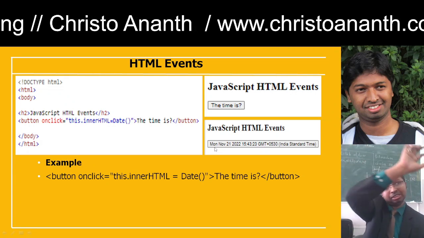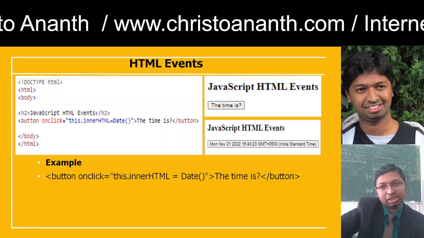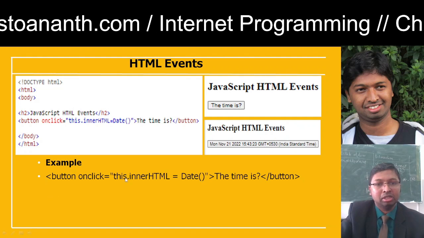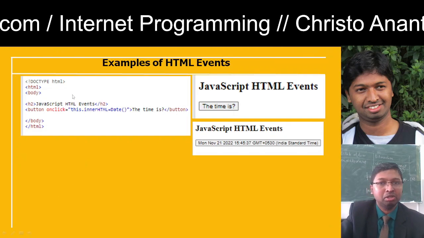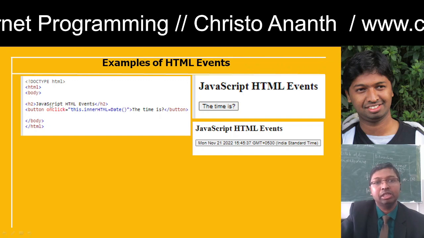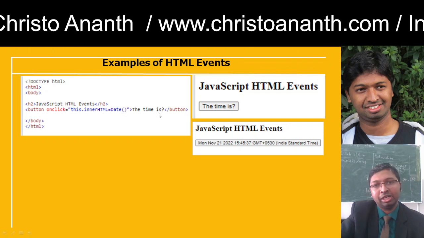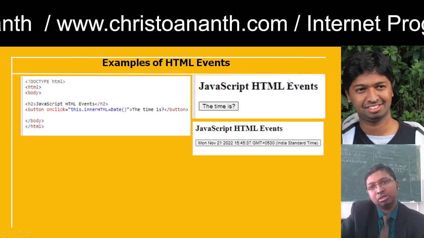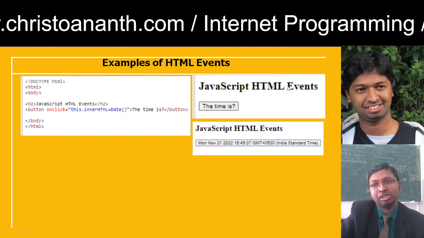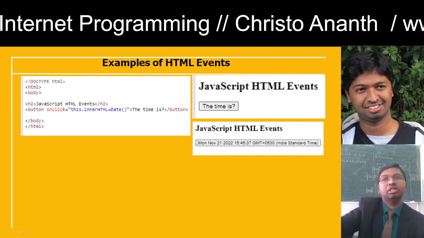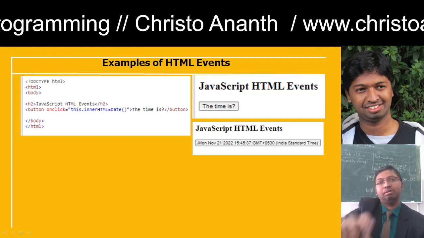In the previous case it was just displayed, but this one is in a button. So the date as well as the time and the standard time. You can also have HTML events. JavaScript HTML events, button onclick, so that you can have the time and the date as well. In the output, JavaScript HTML events, the time is shown, and JavaScript will display the date and time within the button.